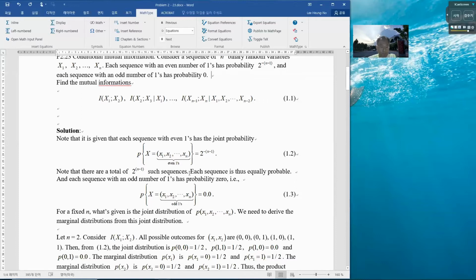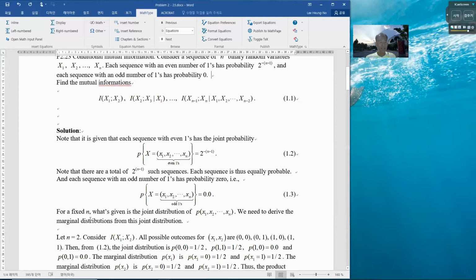Since there are 4 such sequences, when you sum them all up, the probability equals 1. Since the sum of the probabilities of the even sequences is equal to 1, the probability of an odd sequence is 0. Okay.